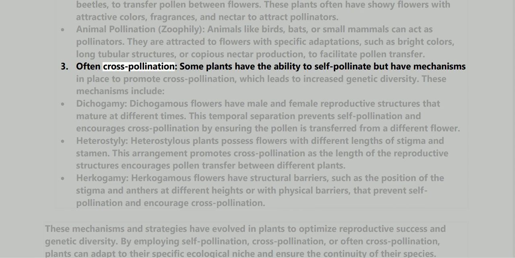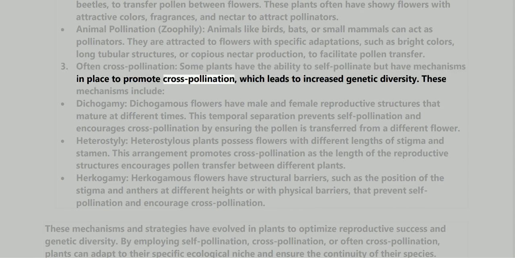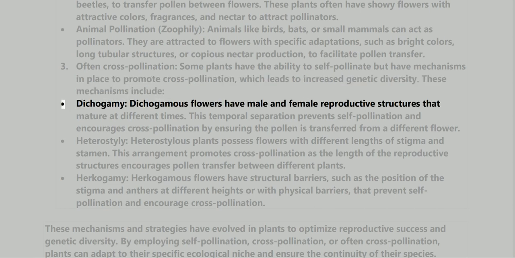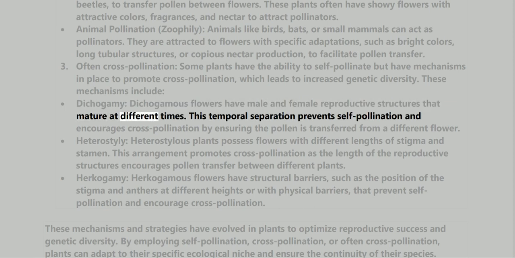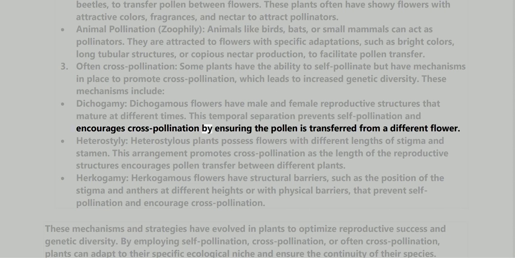Some plants have the ability to self-pollinate but have mechanisms in place to promote cross-pollination, which leads to increased genetic diversity. These mechanisms include dichogamy. Dichogamous flowers have male and female reproductive structures that mature at different times. This temporal separation prevents self-pollination and encourages cross-pollination by ensuring the pollen is transferred from a different flower. Heterostyly.